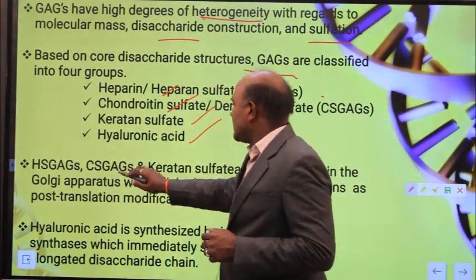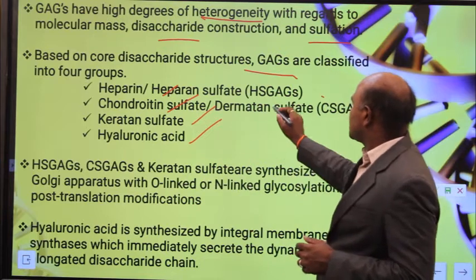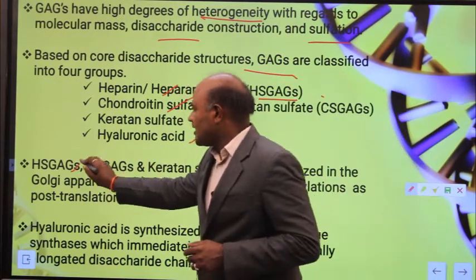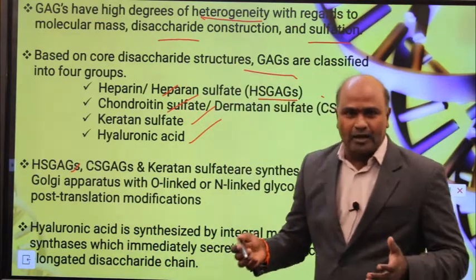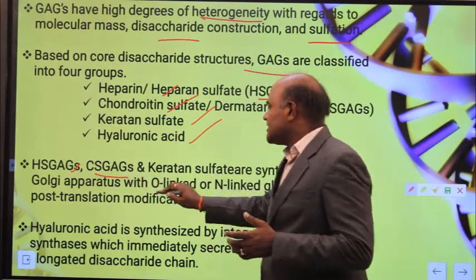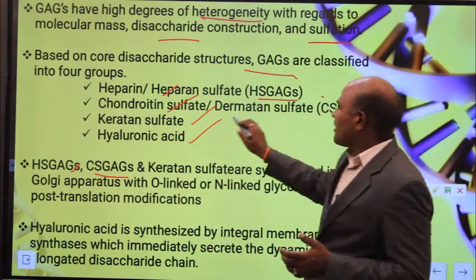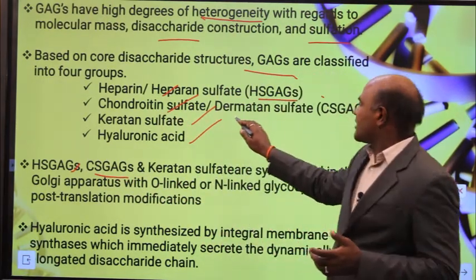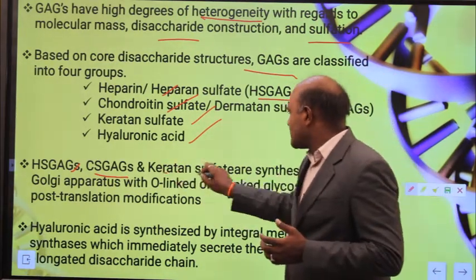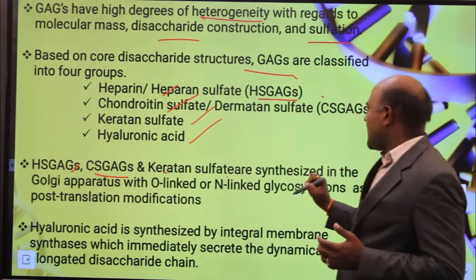Again, HSGAGs means this one: heparan sulfate glycosaminoglycans. And CS GAGs means chondroitin sulfate glycosaminoglycans. Okay, keratan sulfate.